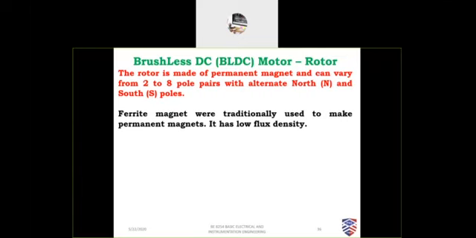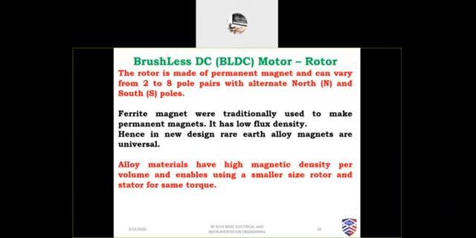Ferrite magnets were traditionally used to make permanent magnets, but they have a low flux density. Because of that, we will use rare earth materials and alloys of rare earth materials. Hence, in new design, rare earth alloy magnets are universal. Alloy materials have high magnetic density per volume and enable using a smaller size rotor and stator for the same torque, available in the book.